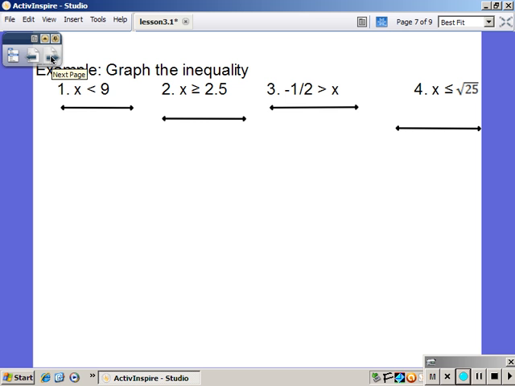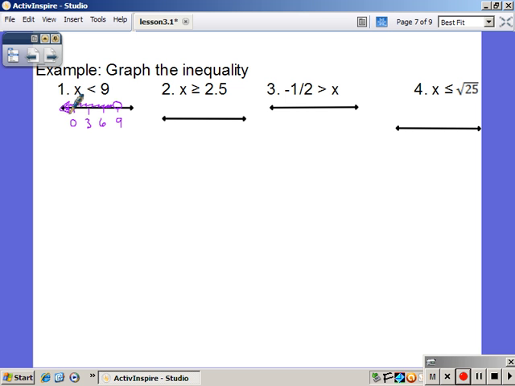So to graph our examples, x is less than 9. So I'll put 0. I'm going to count by 3 so I don't have to count the whole way up to 9 by 1s, which is perfectly fine. Just make sure you label so I know what you're counting by. No "or equal to" means an open dot. Less than, numbers to the left are less than 9.